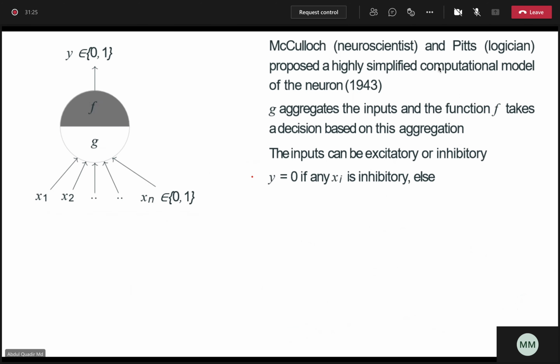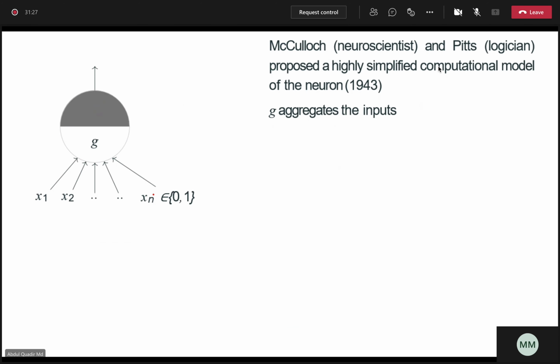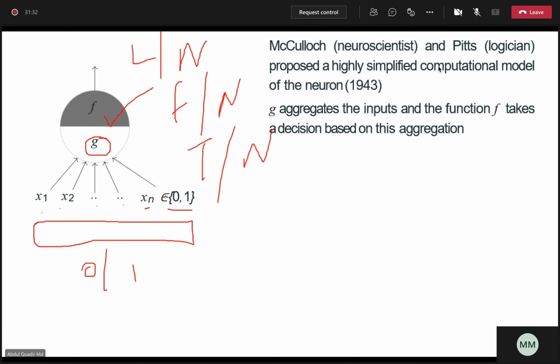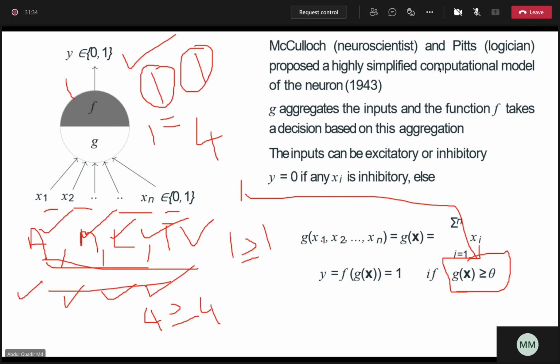The MP neuron algorithm states that you have the inputs x1, x2, up to xn, and you aggregate these inputs. If g of x is greater than theta, then it will fire.